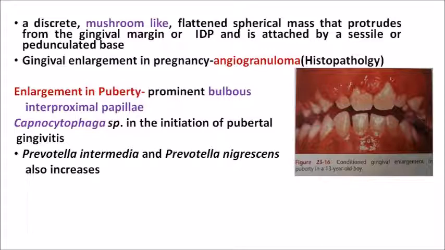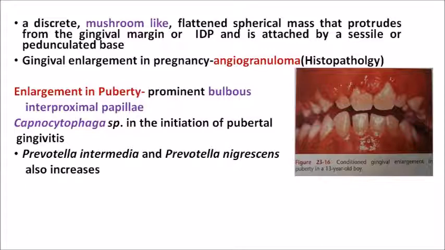Next one is enlargement during puberty. You can look at the figure. You can see bulbous interproximal papillae. See how many terms we learned now. For chronic inflammatory enlargement, it was known as balloon-like enlargement. For drug-induced, it was bead-like enlargement of the interdental papilla. Now, for pubertal enlargement, it is called bulbous interproximal papillae. Here, the gingival bacterial flora is altered and Capnocytophaga species increases. This initiates the pubertal gingivitis.